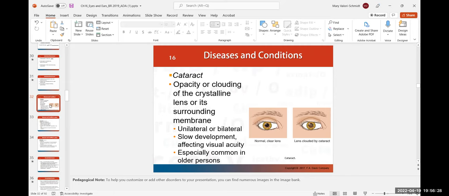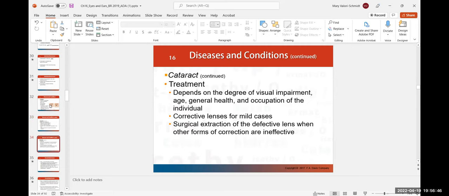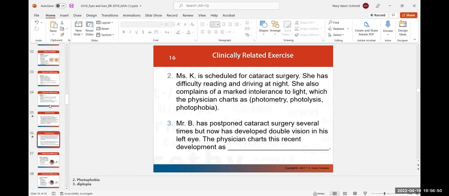That's when surgery can be done to actually remove the cataract and just put in an artificial lens to replace it. Older folks will get glare or halos around stuff, double vision, harder to see at night and sensitive to the light, especially at night. And like I said, the eye appears white or milky as the cataract gets thicker. So it can be corrective lenses or surgery.